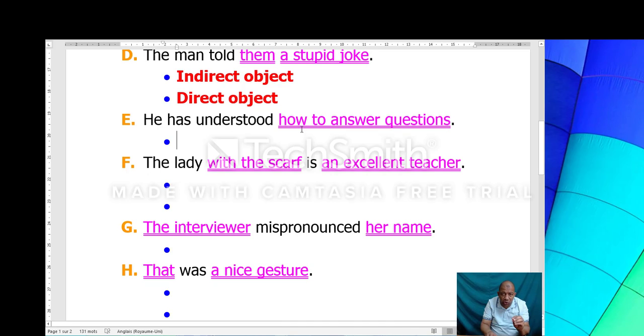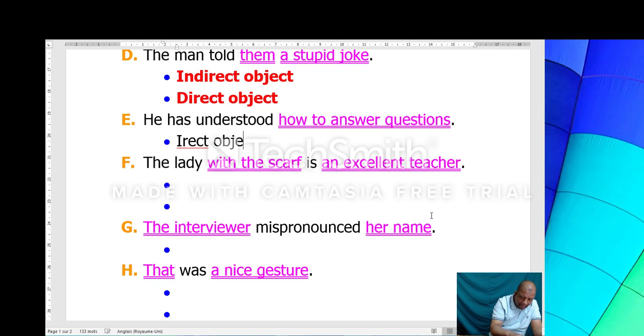He has understood questions alone. One word, it or questions. But even if here we have a group of words, they play the role of one word, which is questions. And here he has understood what? How to answer questions. This is direct object.